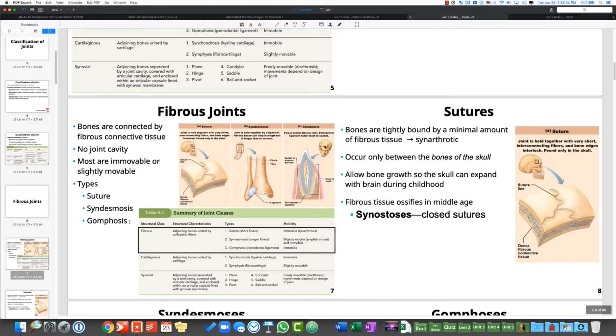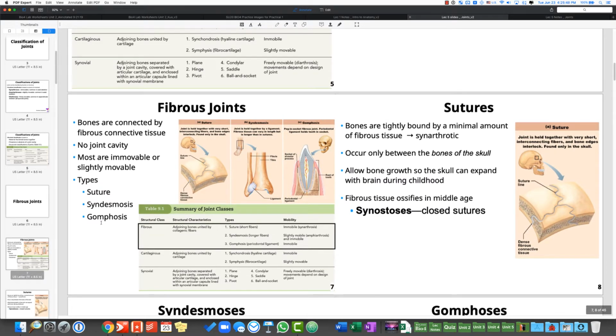Gomphosis is only found in the tooth socket. So when you get your tooth pulled, you feel that tear. That's those ligaments being pulled. Suture joints are only found in the skull, between your skull bones, and they allow your skull to expand during your development. When you reach middle age, that fibrous tissue will eventually ossify, meaning that it becomes bone. And when it ossifies, those closed sutures are now called synostosis.